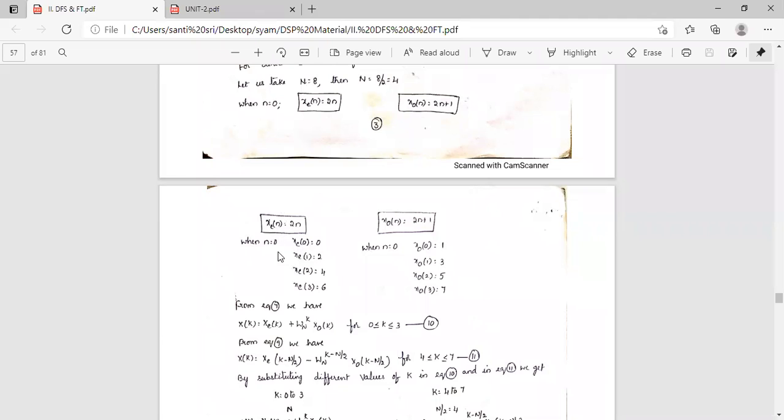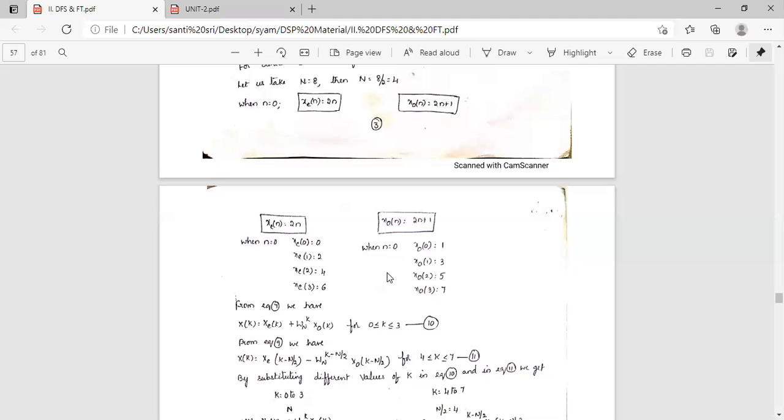So this is the even part, the even indexed sequence. X naught of n equal to 2n plus 1. So when n equal to 0, this is 1. N is 1, this is 3. N is 2, this is 5. N is 3, this is 7.